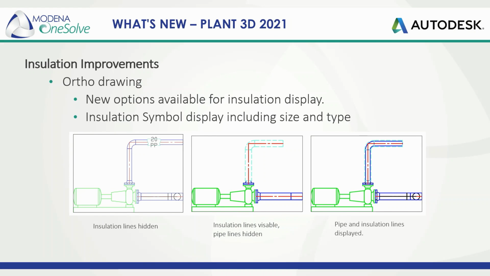Moving into those new features, as mentioned, there have been some improvements around installation. Installation is now displayed with pipe objects in orthographic drawings. And you can choose to either hide the installation lines, hide the pipelines behind the installation, or show the pipelines behind the installations in orthographic drawings. On an existing ortho drawing, you can use the installation tool to place an installation symbol together with the installation type and thickness along the pipe. You can see how that's coming through in the first image on the slide.